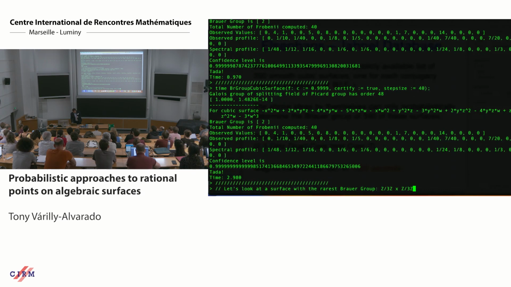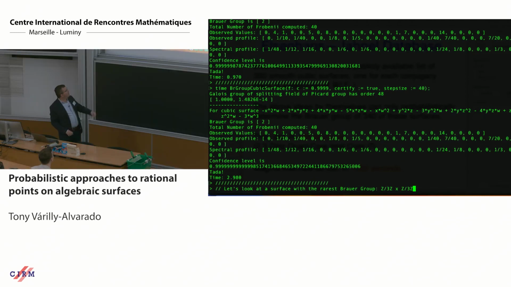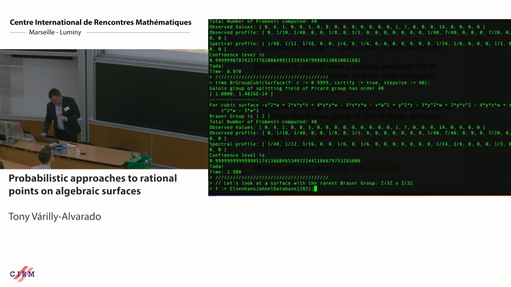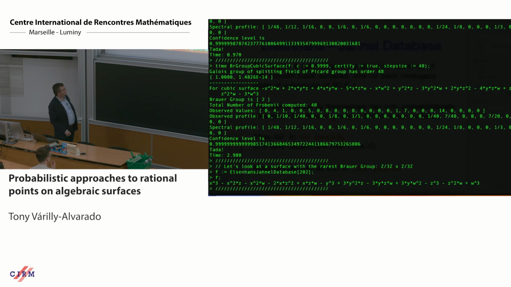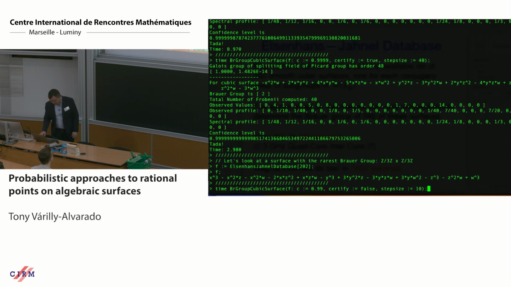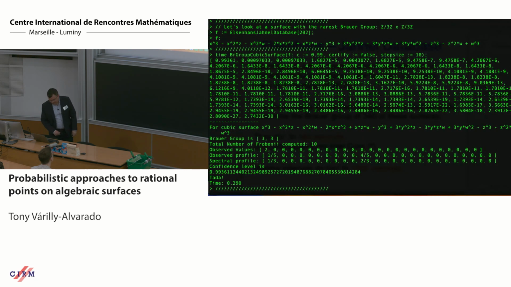Yeah. And then finally, I want to show you an example of the rarest Brauer group, Z mod 3Z cross Z mod 3Z. So out of the 350 conjugacy classes of subgroups of the Weyl group of E6, only one of them produces a Z mod 3Z cross Z mod 3Z as the Brauer group. And this is in the 202nd entry in the Elsenhans database. So that's the cubic surface. I mean, these all kind of look the same, but they have really different arithmetic. Okay, and so here's the Brauer group.